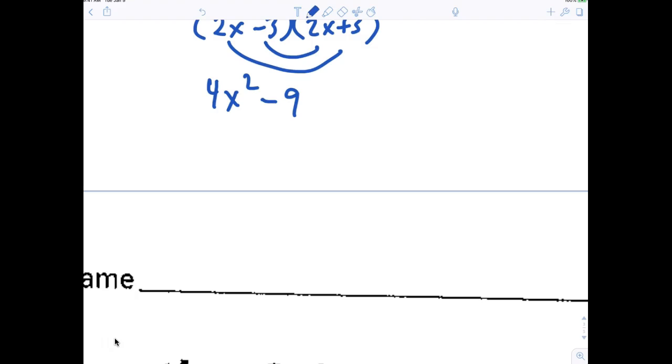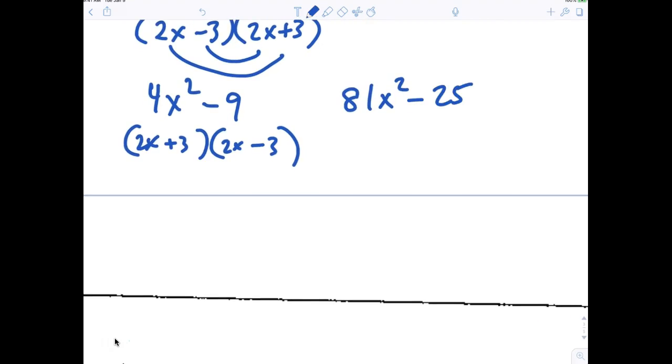you should be able to do that quickly. This only works when there are two terms. So it would have to be two sets of parentheses: 2x plus 3, and 2x minus 3. That's how easy it is to factor. Let me give you another example. Let's say I said 81x squared minus 25. Everybody should be able to tell me that factors to 9x plus 5 and 9x minus 5. Beautiful. That's how simple it is to factor the difference of squares.